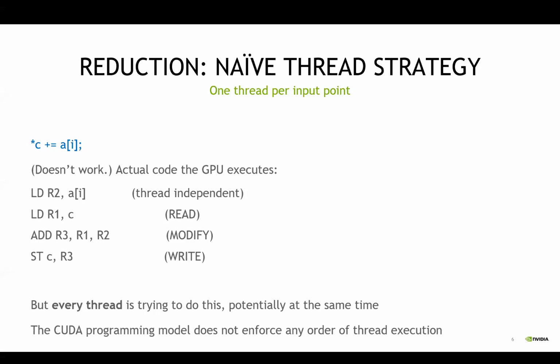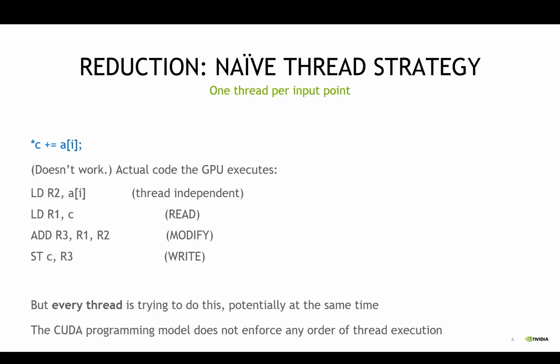Once I have those two operands in registers R1 and R2, I can add them together, which is also a necessary part of this sum reduction process. And I can store the result in R3, and then I'm going to have a store command that takes the value of R3 and puts it into the location indicated by the pointer C. So I'm doing a load of my input, a read of C, a modification of C, and a write back to the variable C.